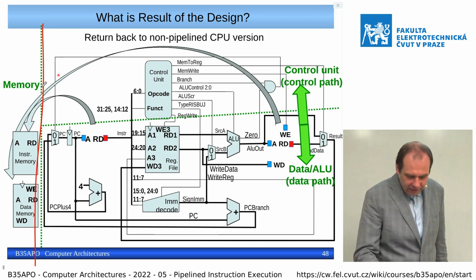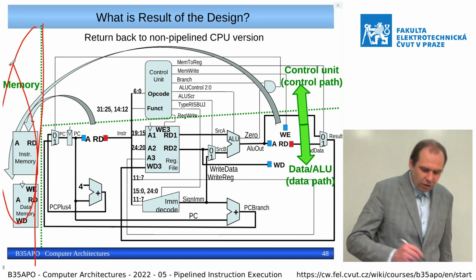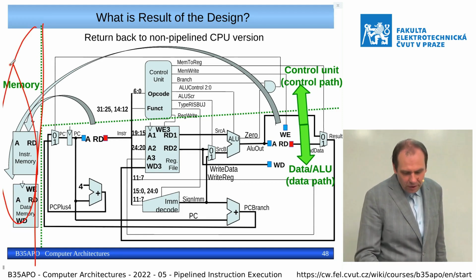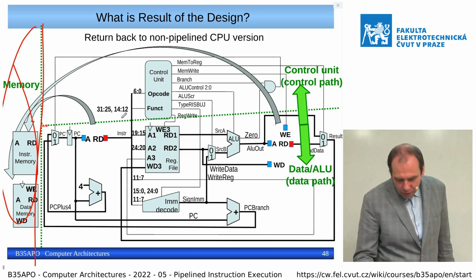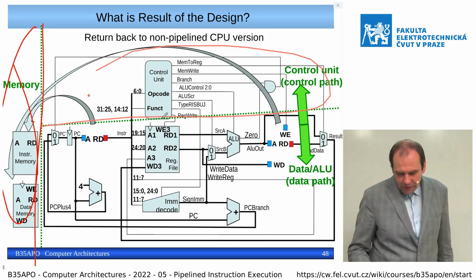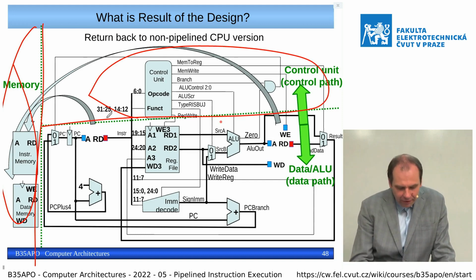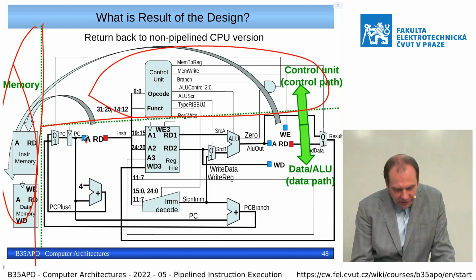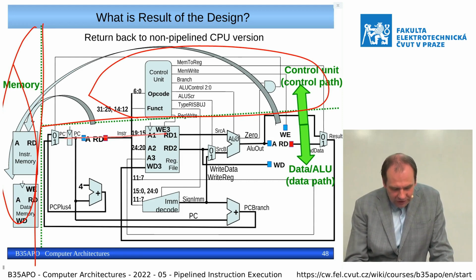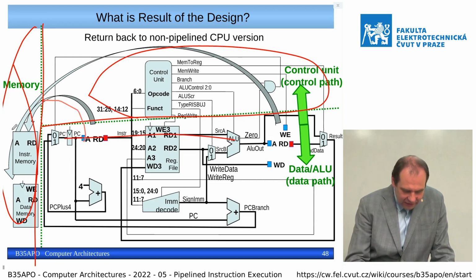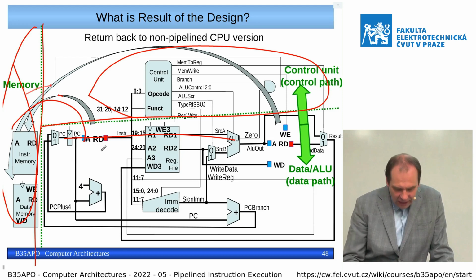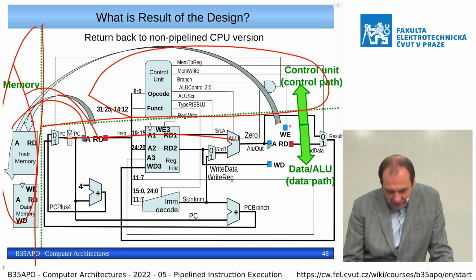So basically we have a memory which is now outside the CPU. We have a control path which controls the rest of the units, and the data path. And then we have the actual data path through the CPU where there is a read address, read data, write and read from the data memory.